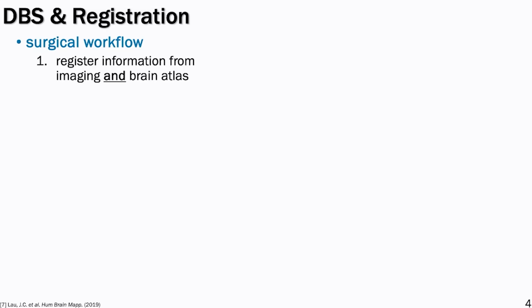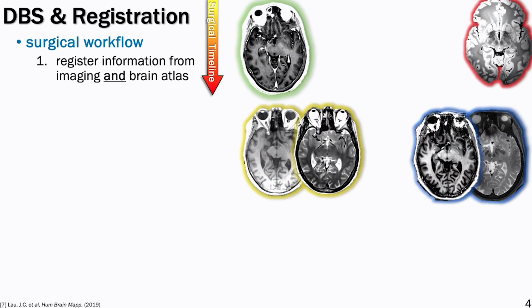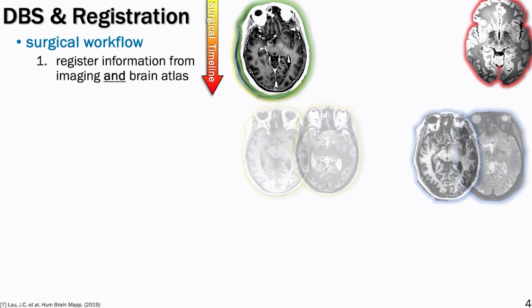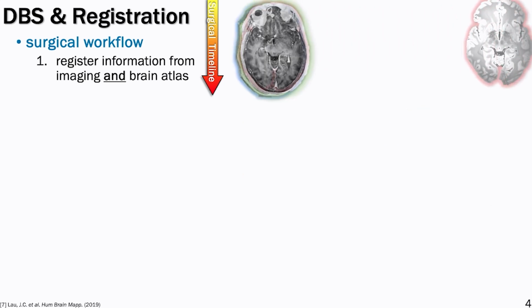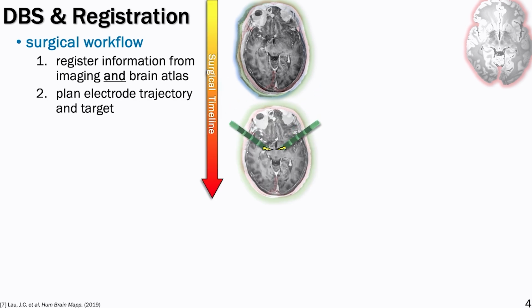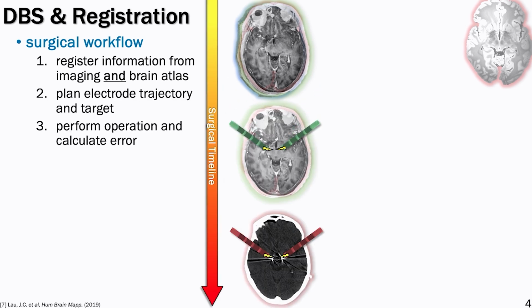And so I want to review the methodological aspects of DBS and registration. Typically, patients come to the clinic and we acquire a wide variety of multimodal MRI data, and we register all this data together to a safety scan called the Gadolinium enhanced scan. We can also employ a brain atlas into the mix, and that provides sufficient contrast and information to plan the trajectory of 2 electrodes. The neurosurgeon implants these electrodes and quantifies the error of their implantation.